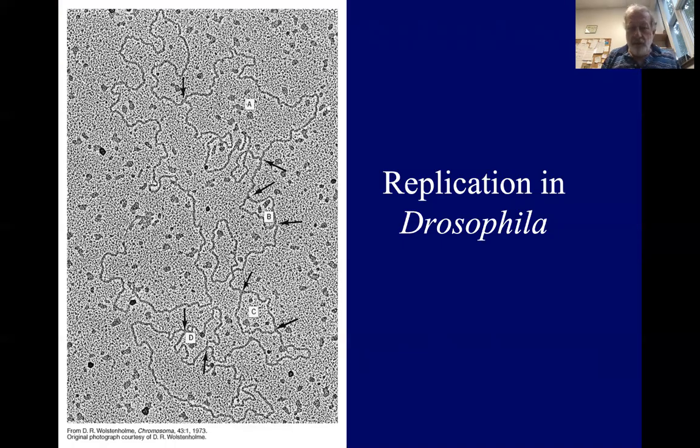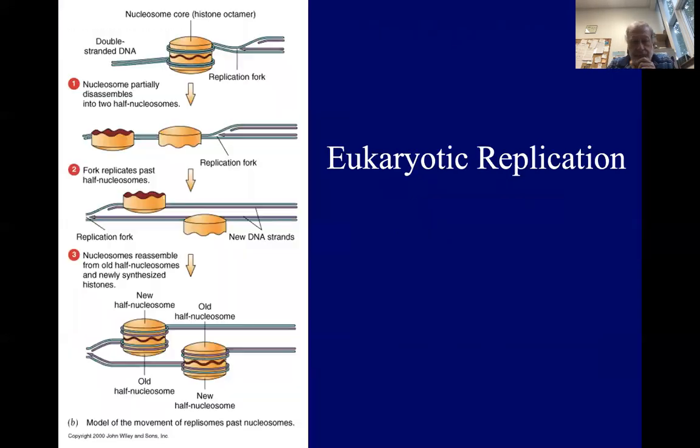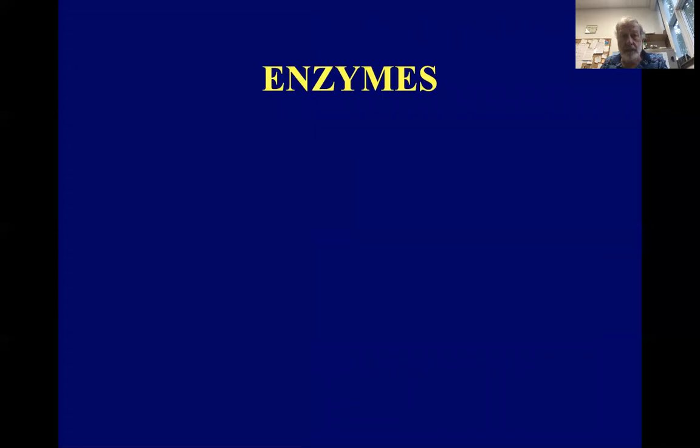Here are 4 replication bubbles for replicating Drosophila DNA. A is the biggest one. B, C, and D are all smaller, indicating they started replicating later. The little black arrows point to the replication forks, and eventually, of course, they will all fuse together. This shows eukaryotic replication. We have to copy the nucleosomes as well as the DNA, and that, of course, slows the process down.